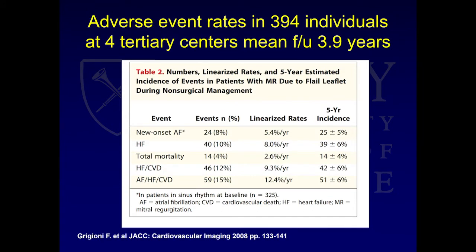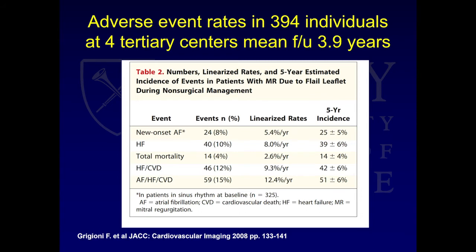This was multi-center data from 4 different sites in Europe looking at almost 400 people with a mean follow-up of 3.9 years. They looked at what the event rates were for people over time from a flail leaflet that did not undergo surgery. On the bottom here, collectively, you saw that 15% of the cohort had some sort of event, and when they linearized the rates to annual rates, the annual rate of something bad, AFib, heart failure, or even death, was about 12% per year. So after about 5 years, half of your patients are going to have some event, and some of those events are going to be death.